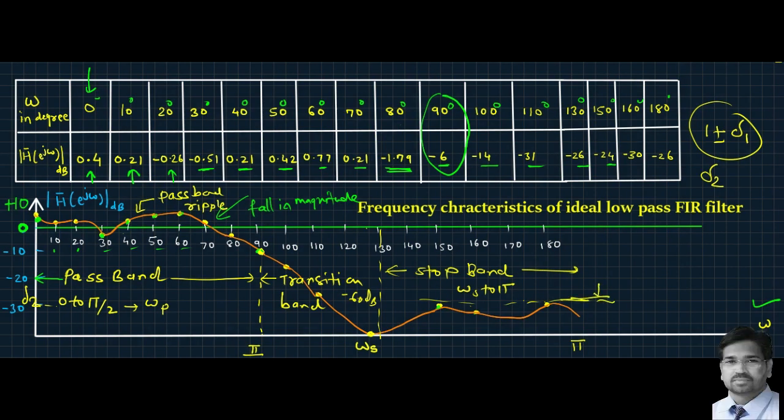So thus we have completed the design of the ideal low pass FIR filter by using the Fourier series expansion method, and we have completed all the steps, and finally we got the magnitude response of the ideal low pass FIR filter.